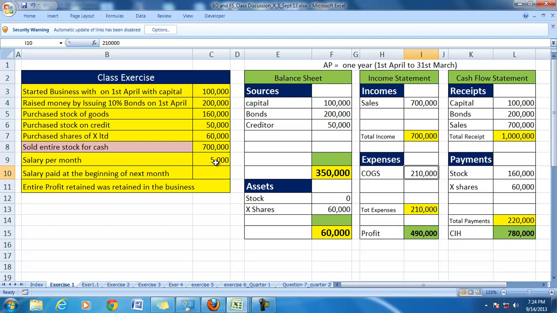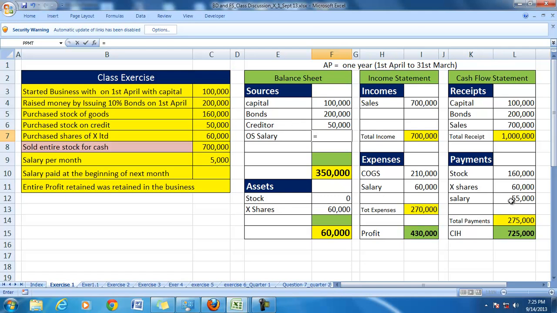Salary per month is 5,000, and salary is paid at the beginning of the next month. So salary, because of accrual principle, will be taken for the full year, but the salary payment has happened only to the extent of 11 months, because the last month will be paid at the beginning of the next. So March salary will be paid in April, so therefore 1 month's salary will be an outstanding salary. Expense not paid is a liability.